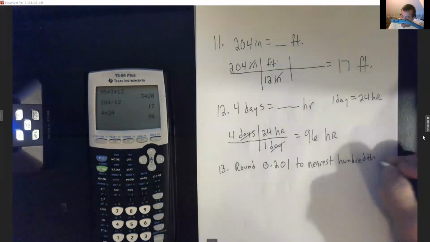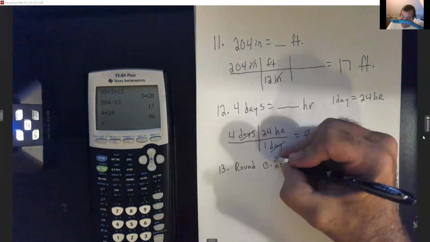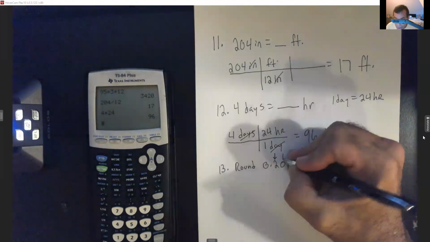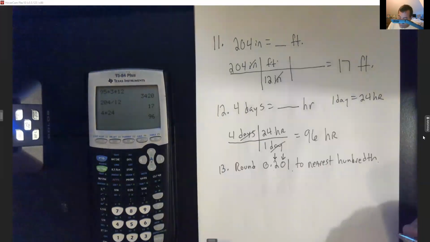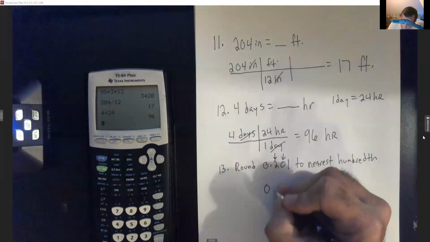Hundredth. It ends in a TH, so they're talking about to the right. So remember, this is the tenths. This is the hundredths. So I'm rounding it to the second decimal place. So it's going to be 0.2.